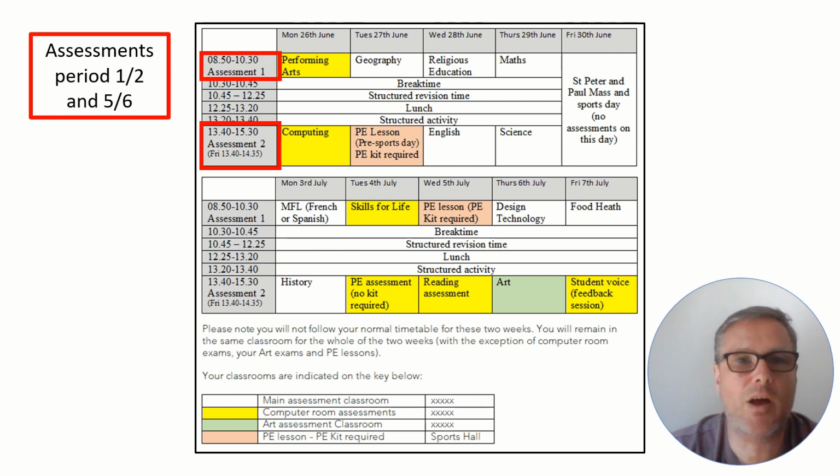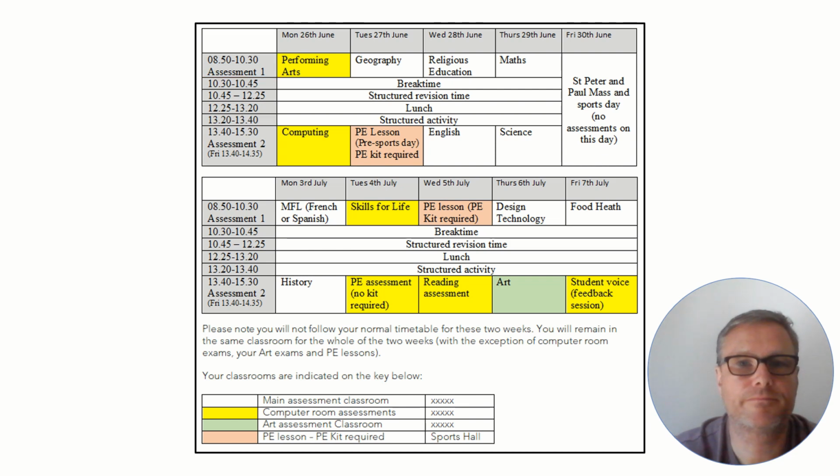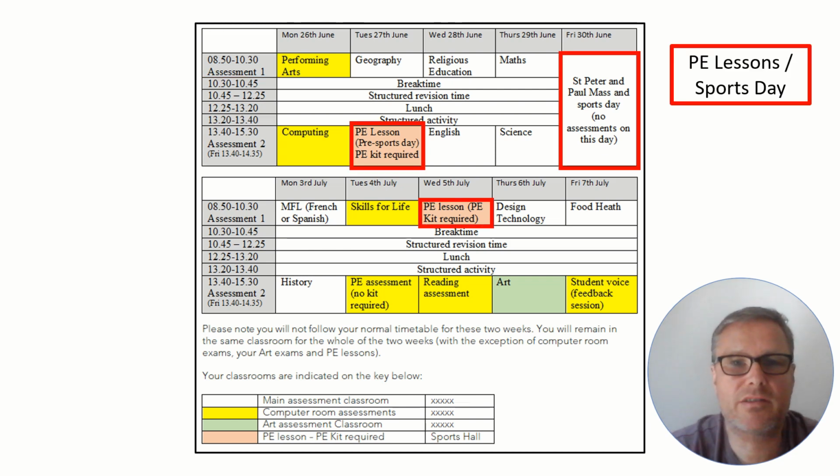So assessments will happen periods 1 and 2 and 5 and 6, so first thing in the morning and straight after lunch. And as I say, these will be in the classroom you're allocated to, or a computer room or an art room. Mention PE lessons. You will need your PE kit on these days, and we also have the St Peter and St Paul Mass. Now you will need to wear your school uniform on this day, because we have the Mass in the morning as normal, and then we will go into sports day, so competitors will be able to change into their PE kit following the Mass.